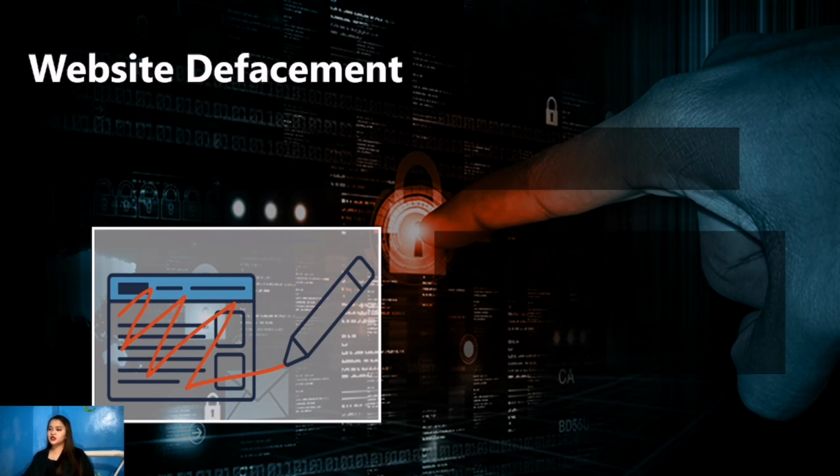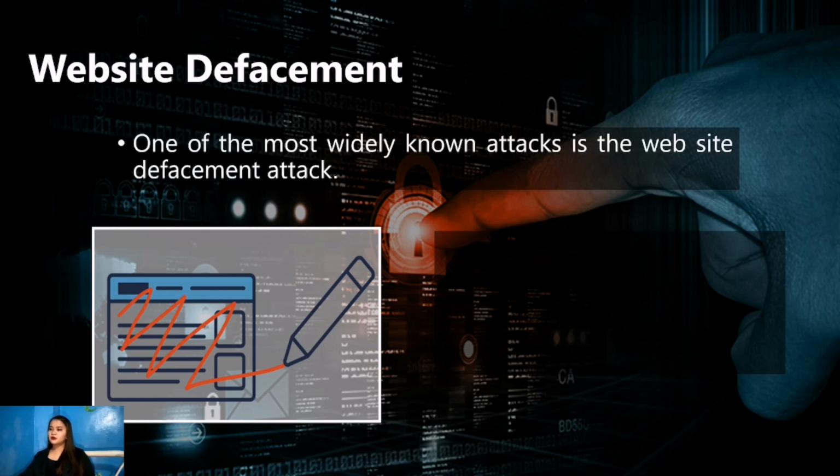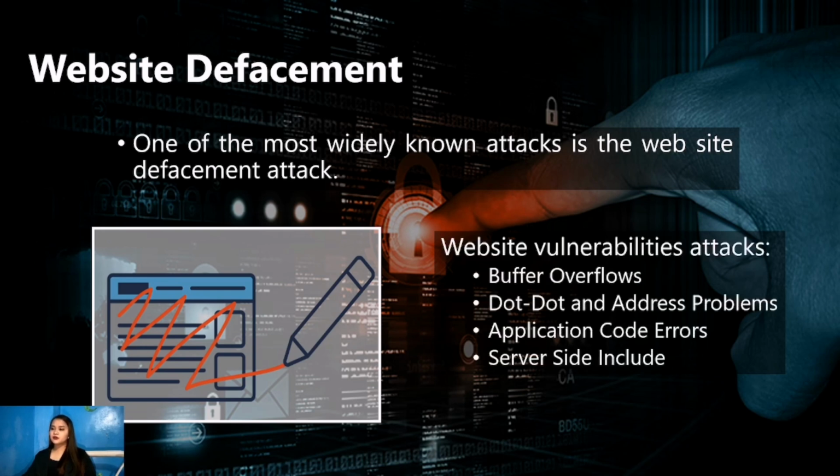Next is the website defacement. One of the most widely known attacks is the website defacement attack. Because of the large number of sites that have been defaced and the visibility of the results, the attacks are often reported in the popular press. Website vulnerability attacks are known as buffer overflows, address problems, application code errors, and last is the server-side include problems.